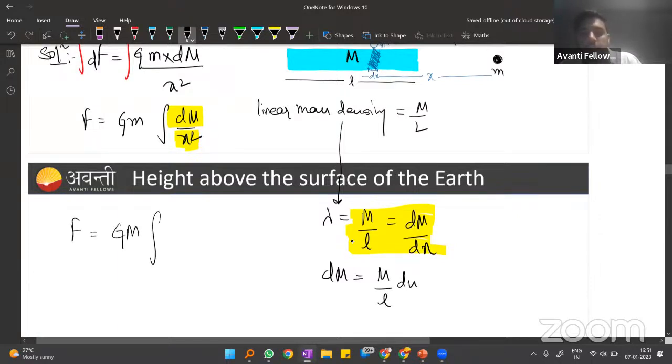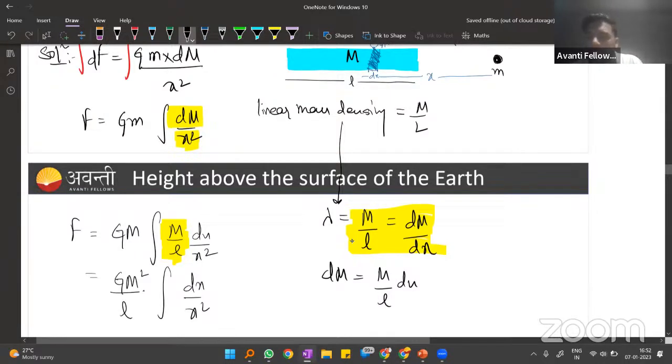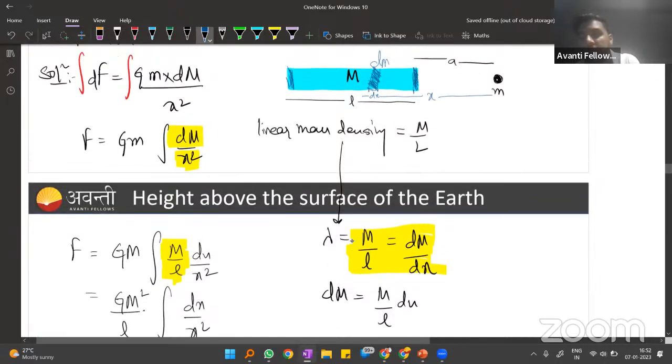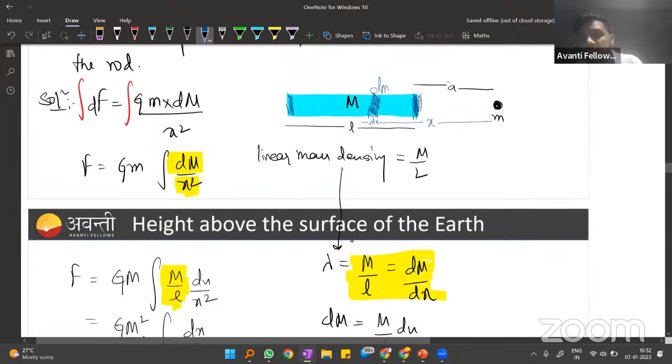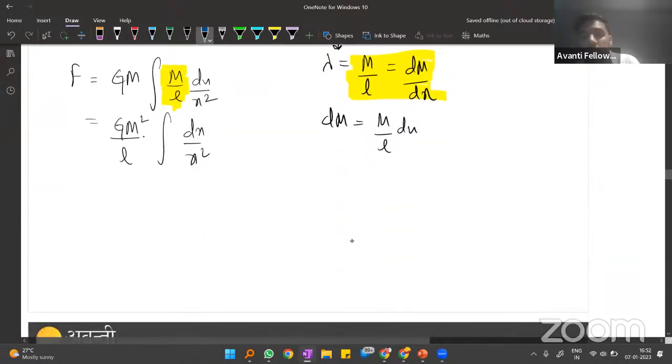F is equal to G m M by L into dx divided by x square. Since this quantity M by L is constant for a rod, that will give us G m M by L into integration dx by x square. Now, where can we put this small element? Initially we can put this small element here, and at the end we can put this small element here. What will be the value of x if I take a small element at this extreme? That will be a, right? What will be the value of x at this extreme? That will be a plus L. So the limits are a to a plus L. Hopefully this is clear, right? Initial value a, final value a plus L.